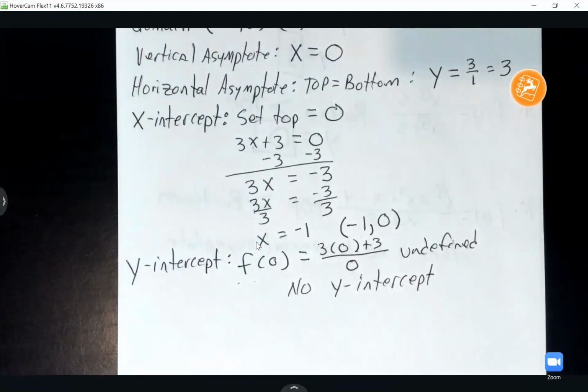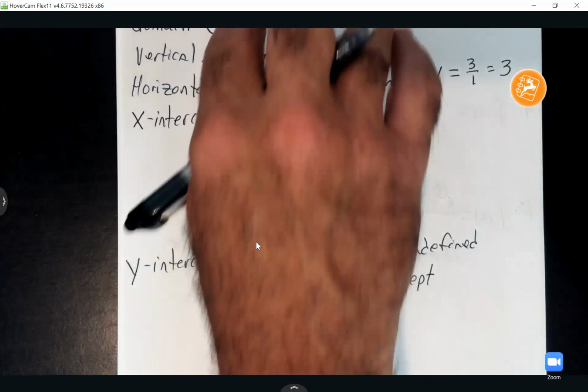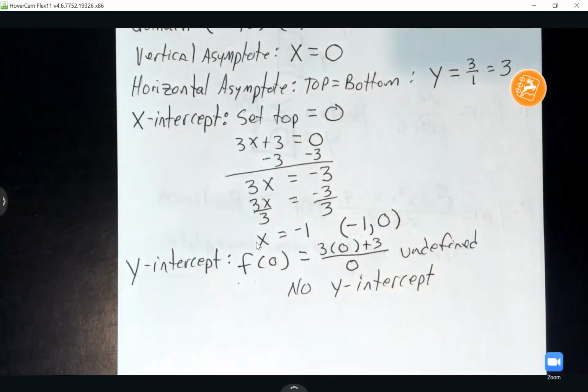So y'all, they're a little tricky to graph, but I mainly want you to get good at finding these vertical asymptotes and horizontals. And then that calculator is going to graph everything for us.